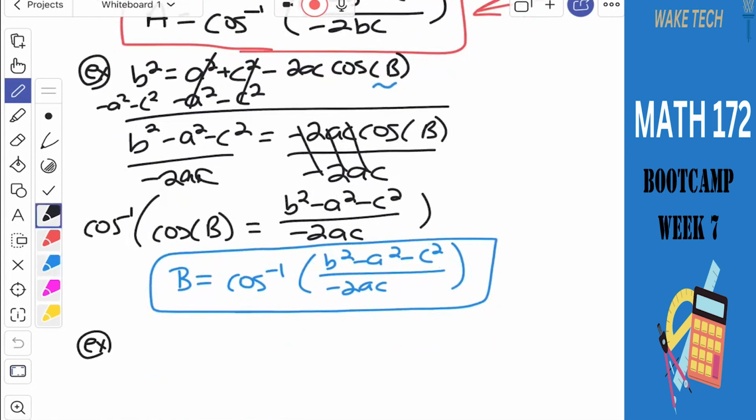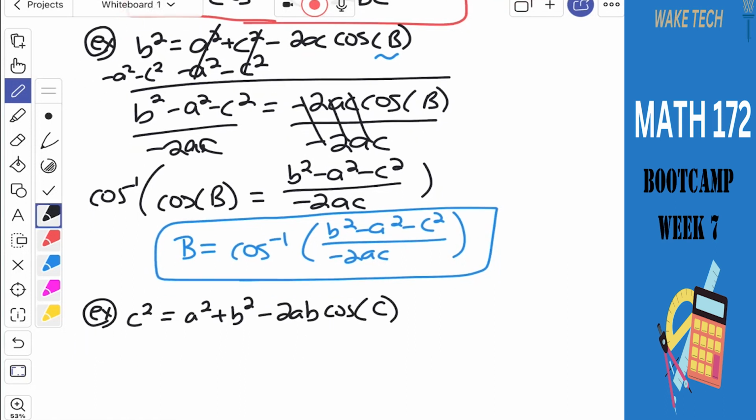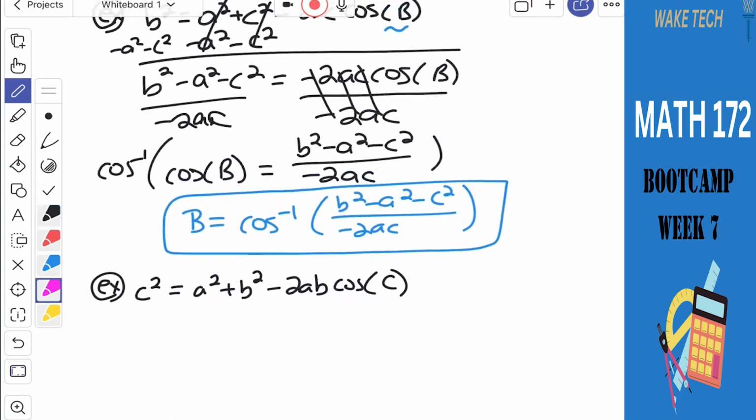So just to wrap all this up so that we have technically all six of the rearranged versions we might need. If we're after angle C, we would start with the c squared equation. So that c squared equals a squared plus b squared minus 2ab cosine c. And rearranging that, solving it for angle C, we're going to get that angle C is the inverse cosine of c squared minus a squared minus b squared over negative 2ab.